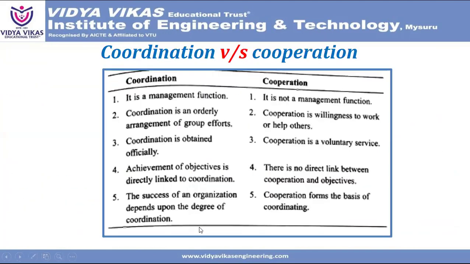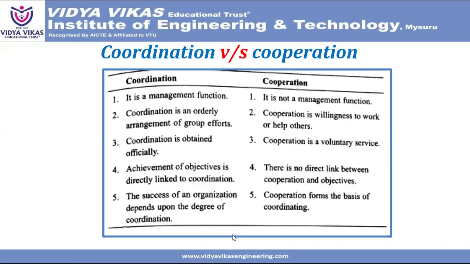Okay, and then next, let's concentrate on the differences between coordination and cooperation. What do you mean by coordination? Coordination is a management function, but cooperation is not a management function. Coordination is an orderly arrangement of group efforts. Cooperation is willingness to work or help others. Coordination is obtained officially. Cooperation is voluntary service.